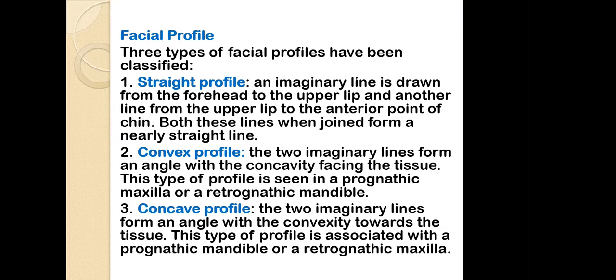Then the concave profile: the 2 imaginary lines form an angle with the convexity towards the tissues. The convex part is towards the tissues. This type of profile is associated with a prognathic mandible. So here, the mandible is pushing forward, and the maxilla is pushing backwards. So now you know.